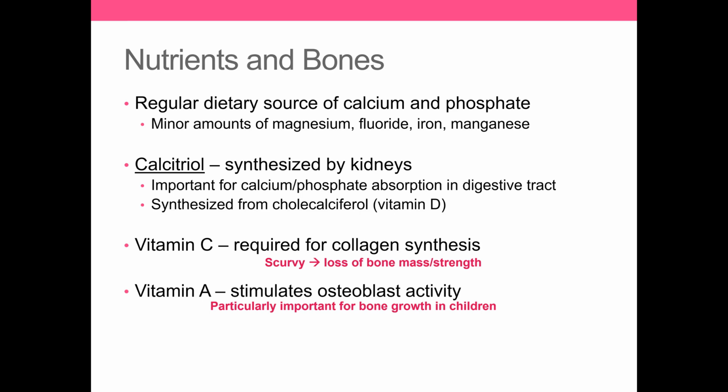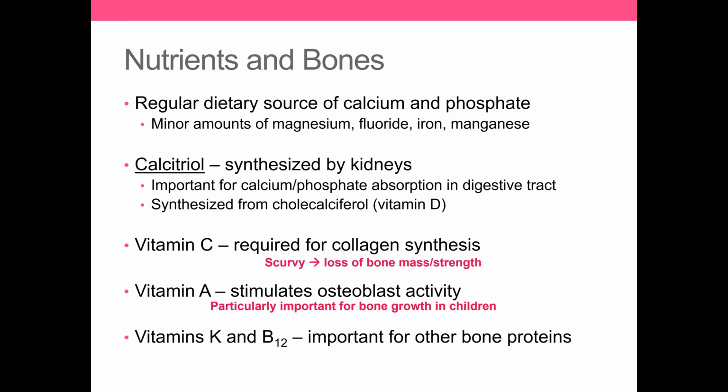Vitamin A is also necessary. It stimulates osteoblast activity, and this is particularly important for bone growth in children. So children who are deficient in vitamin A may not reach their full stature or grow as tall as they could. Vitamins K and B12 are also important for other bone proteins. So this is a list of all the things that you want in a nice, well-rounded diet to maintain your bone strength.